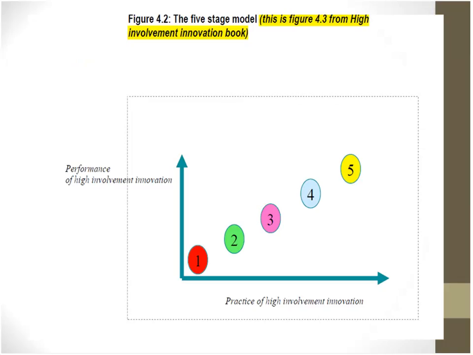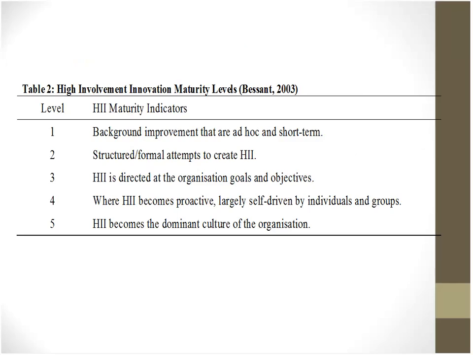So this is the five stages of the maturity model for high involvement innovation. In the vertical direction, you are seeing the performance of high involvement innovation, and the horizontal direction shows the practice of high involvement innovation. So we have the five stages, which on the next slide I will go into in detail.